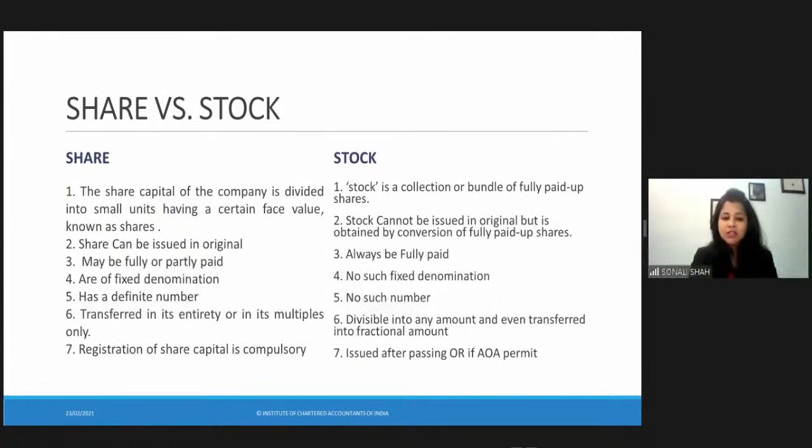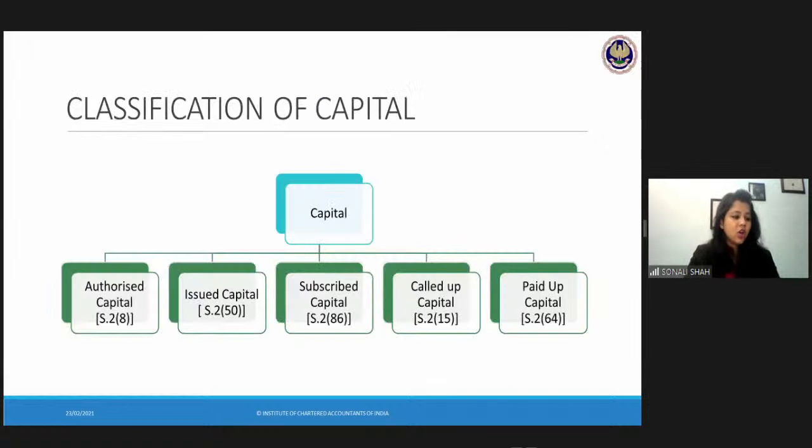Or in its multiple. So any which way it is the smallest unit, so it will always be transferred in its multiple. But when you talk about stock, stock being the bundle or the collection, it can be broken down into fractional amounts, right? And stock can be made only if it is authorized by AOA, and it can be done by passing the OR, which is the ordinary resolution. And when we talk about shares, we know that registration of share capital is mandatory. So are we good with this definition of share and stock? Is it good with everyone?